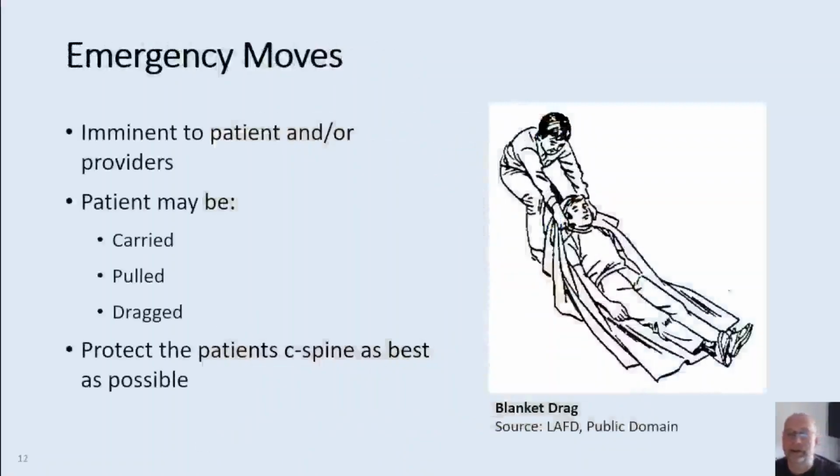An emergency move is used when there is imminent danger to the patient and/or EMS crew, and the patient must be carried, dragged, or pulled to a safe place before assessment and care can proceed. Examples might include fire or explosive hazards or incidents involving hazardous materials. When the decision is made to utilize an emergency move, protecting the patient's cervical spine becomes secondary to getting them to a safe place. Rescuers may need to drag the victim using the victim's arms, clothing, or a blanket, sheet, or throw rug. Please reference your textbook for more images and recommendations on how to perform different emergency moves.